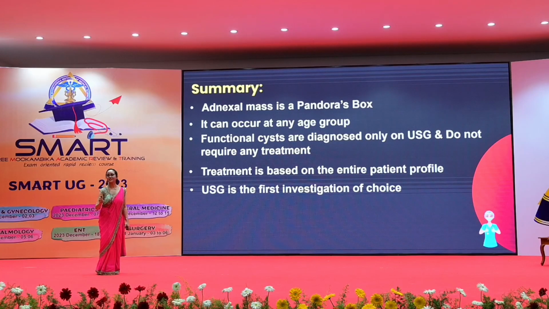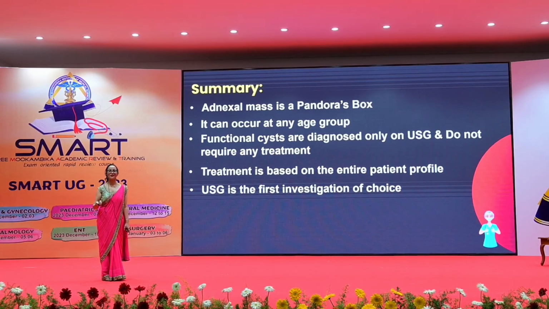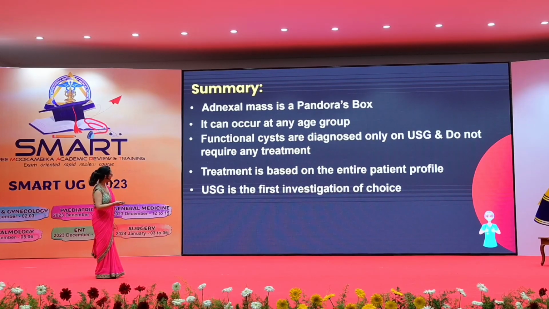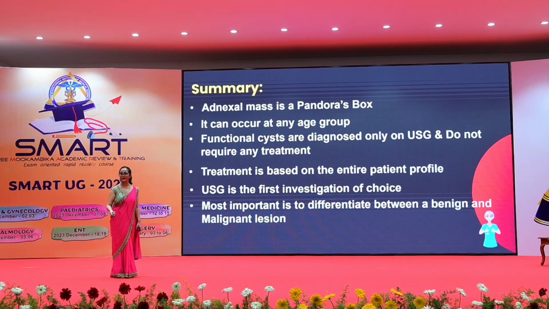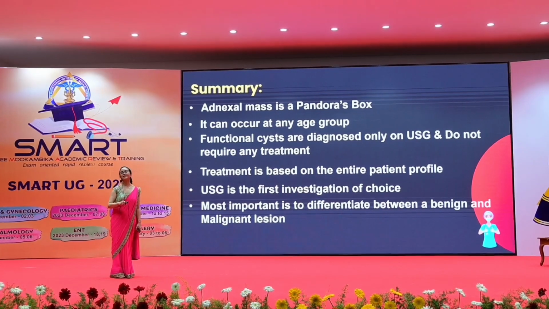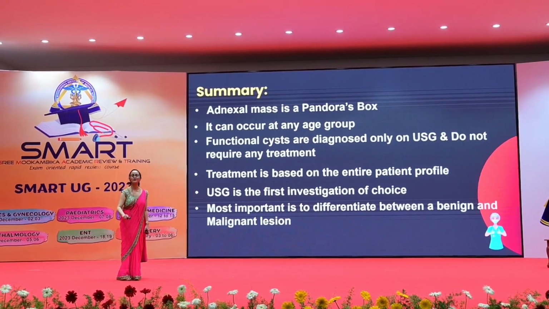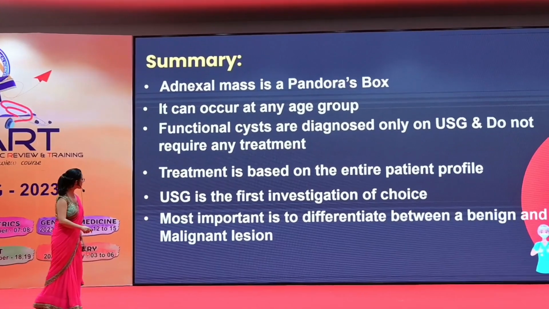USG is the first investigation of choice. If the examiner suddenly asks what is the investigation of choice and you don't know, the answer is ultrasound. I think it is the answer for every question in gynecology. The most important thing is to differentiate a benign ovarian tumor from a malignant one, because even though so many things can be benign, you should not miss even one malignancy. It is okay to operate and do extra for one patient rather than leaving a patient with malignancy and sending her home saying you are okay, it is benign.